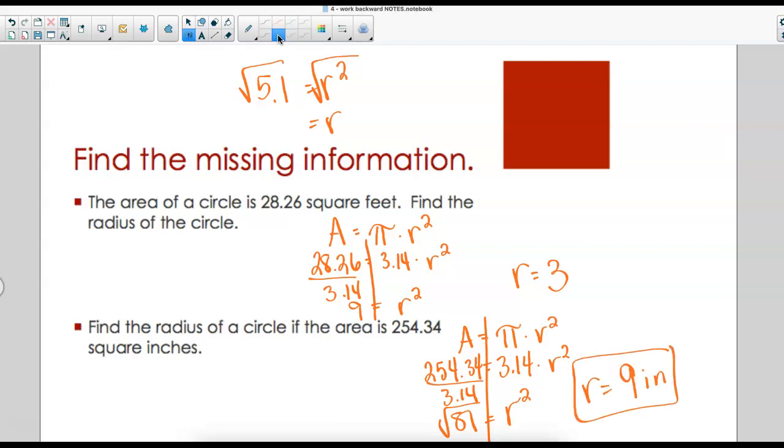What if I said now I want the diameter? What would the diameter of that circle be? Oh, 18. So if it asks for the diameter it would be 18 because the diameter is double what the radius is. Good with that? Questions there?